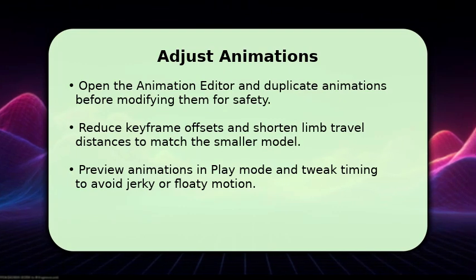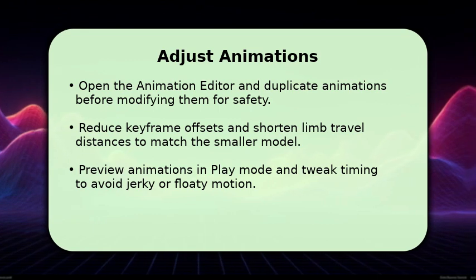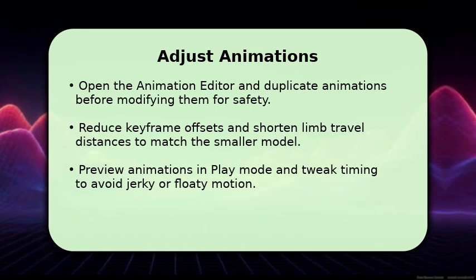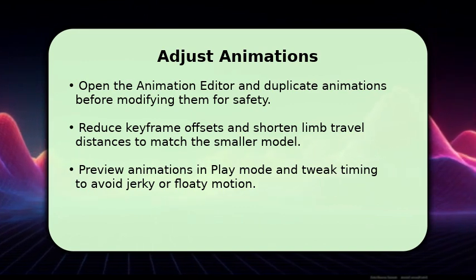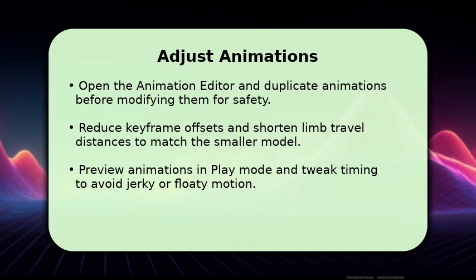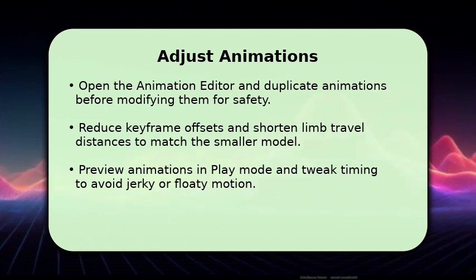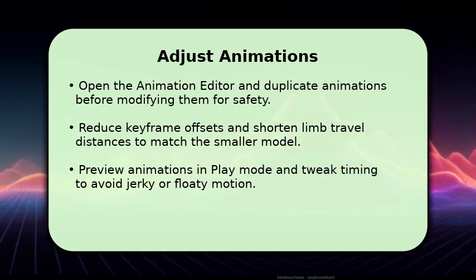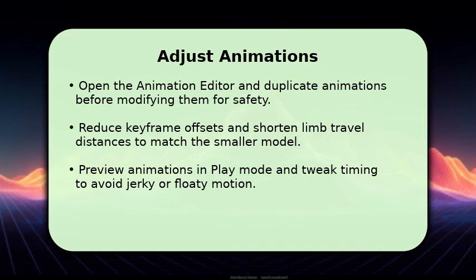Animations need proportionate editing to look natural on a smaller stick bug. Duplicate each animation, then shorten limb travel distances and adjust keyframe positions to match new scale. Pay attention to foot contact and arm reach so movement stays grounded. Preview changes in play mode and fine-tune easing and timing until the motion feels smooth and believable at the reduced size.